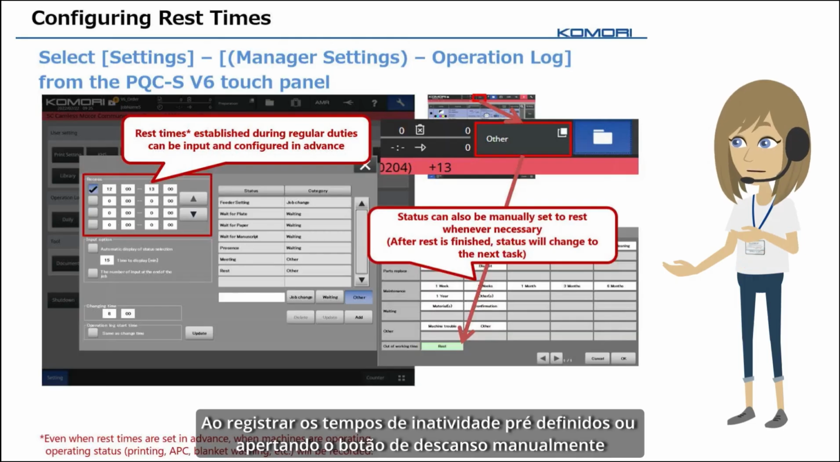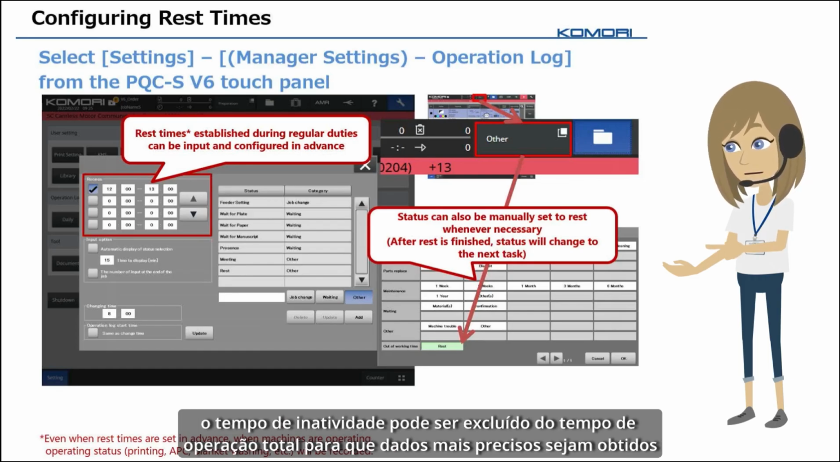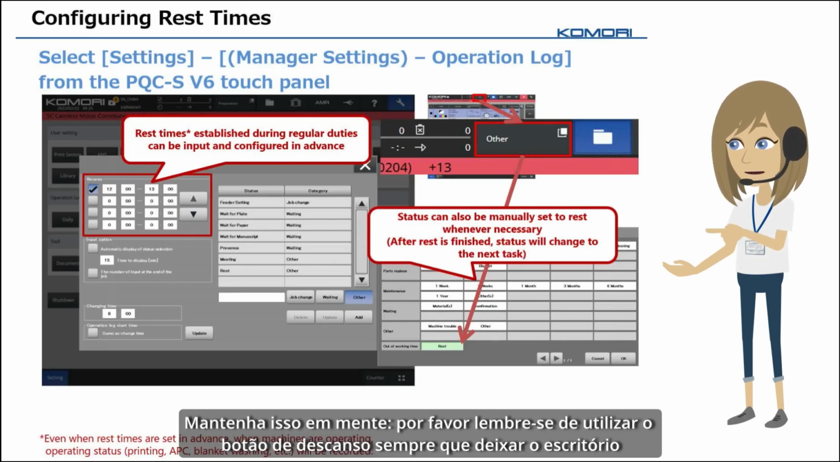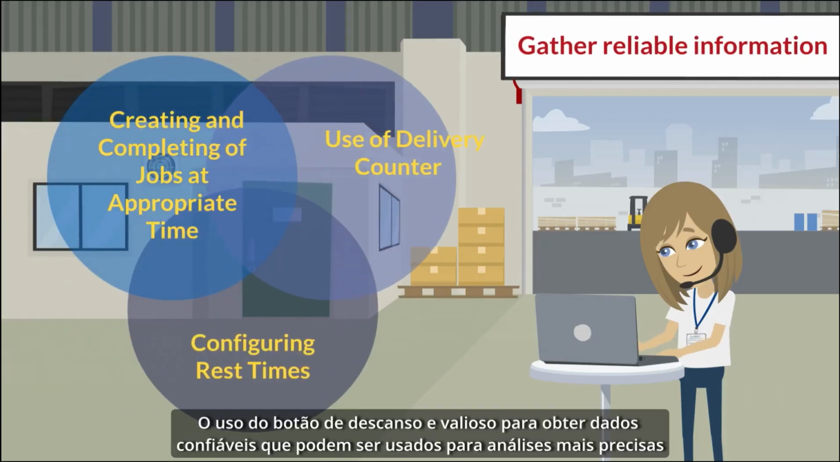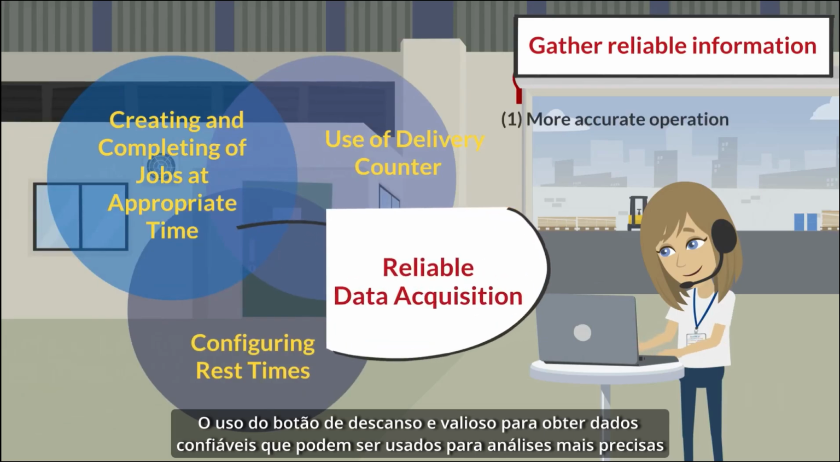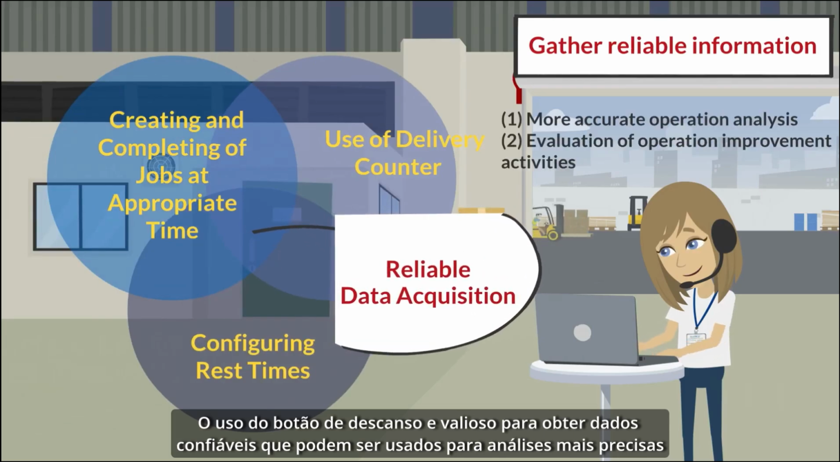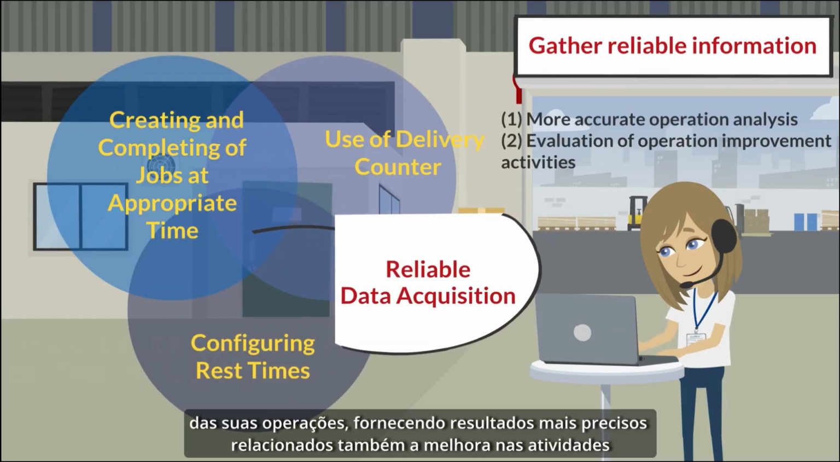By registering the pre-configured rest times or pressing the rest button manually, the rest time can be excluded from the total operation time, so more accurate data can be obtained. Keeping this in mind, please remember to use the rest button whenever leaving the office while the press is still powered on. Use of the rest button is valuable for obtaining reliable data that can be used for more accurate analysis of your operation, providing more accurate results relating to improvement activities as well.